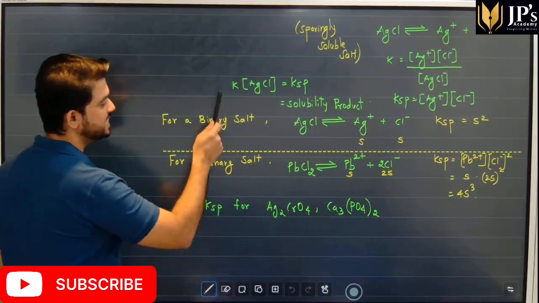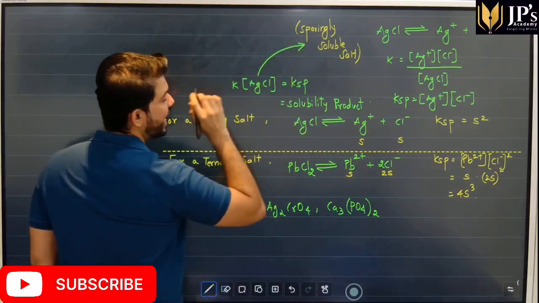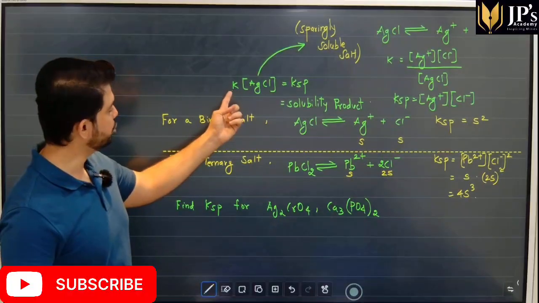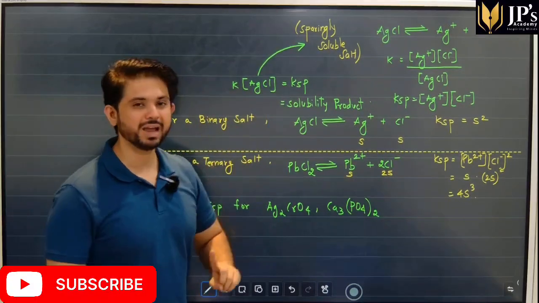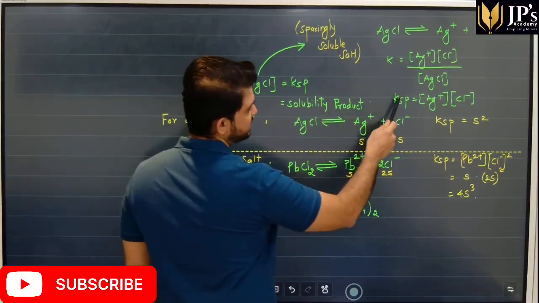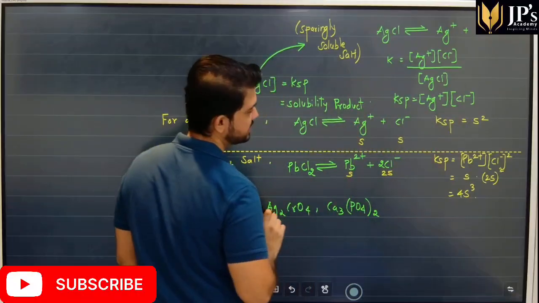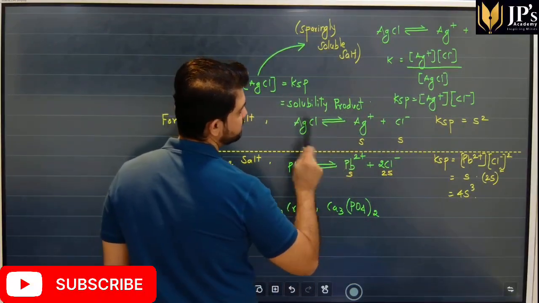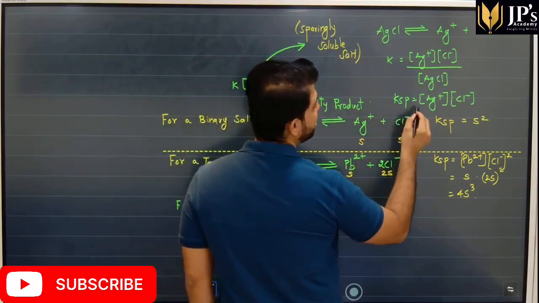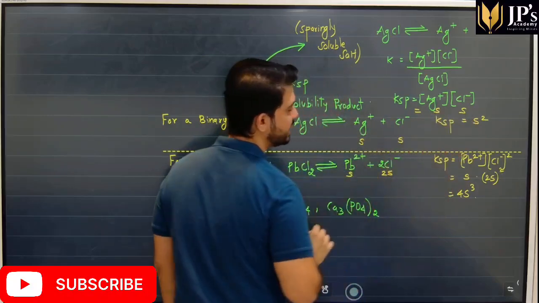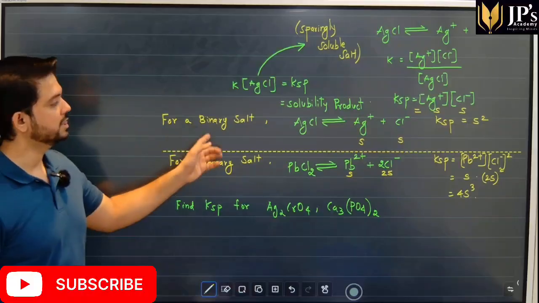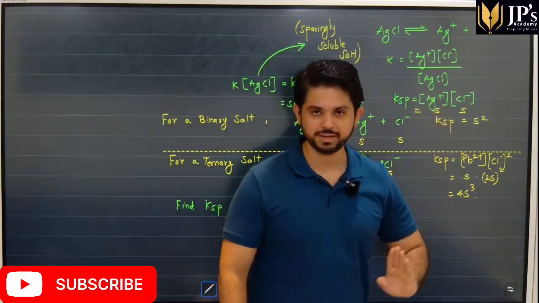Please remember, students, AgCl is a sparingly soluble salt, and hence its concentration will remain constant. So K is a constant, AgCl is constant, and it is replaced by KSP, which stands for solubility product. So KSP for this will be [Ag+][Cl-]. Let's say the solubility of Ag+ is S, the solubility of Cl- is also S. When you substitute that here, we get S times S, KSP is S square. Basically, for a binary salt, the solubility product will be S square.